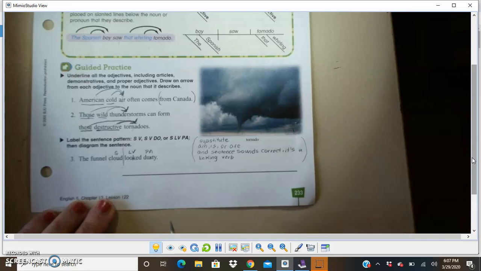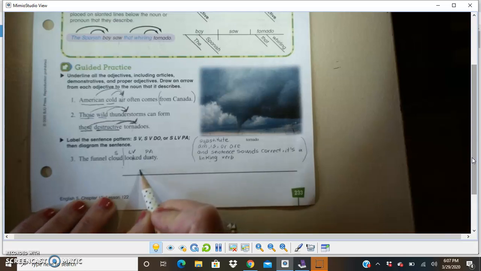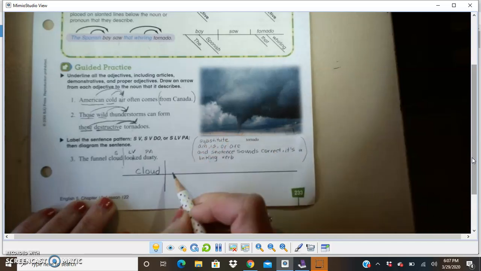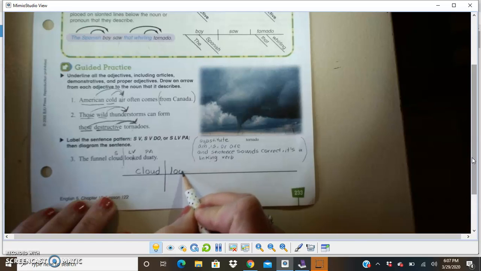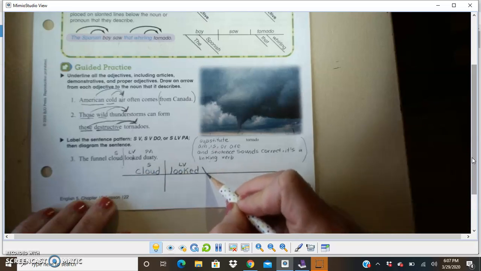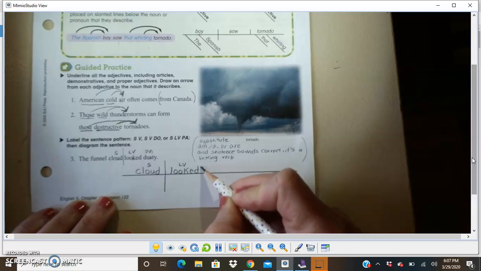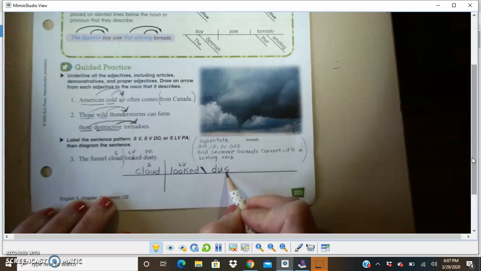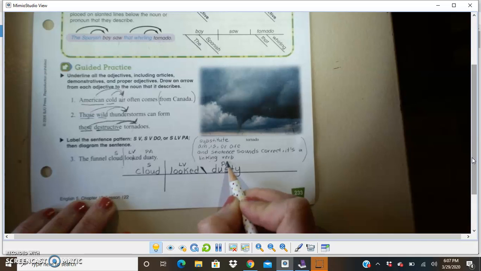So now we're going to diagram the sentence. The funnel cloud looked dusty. So cloud is your subject, looked is your linking verb. Okay, we're going to draw our line facing, like going back to the word cloud. And what did it look? Dusty. This is your predicate adjective.